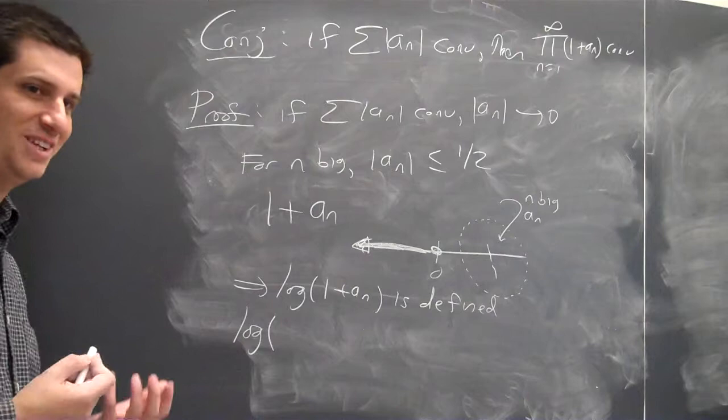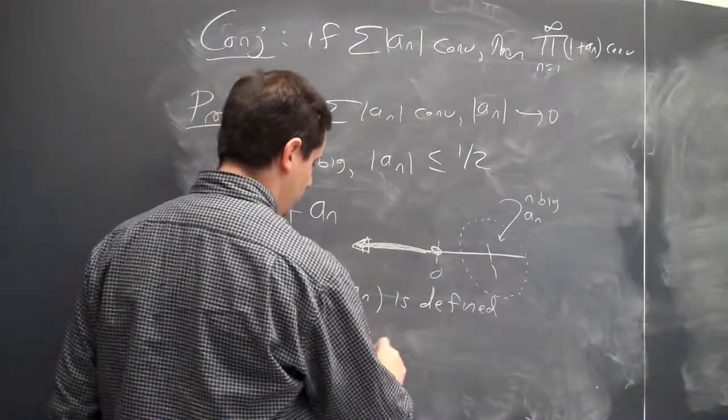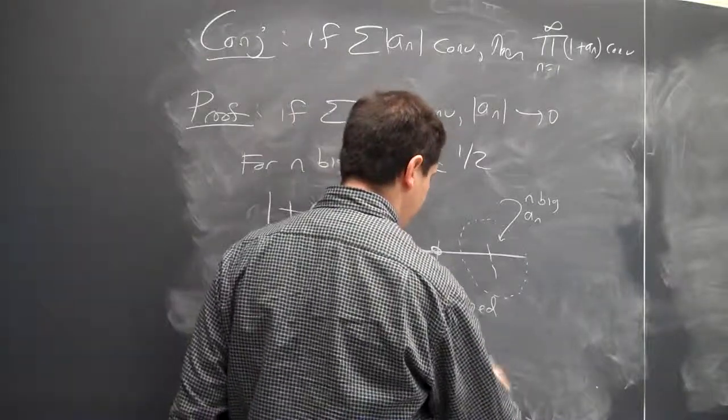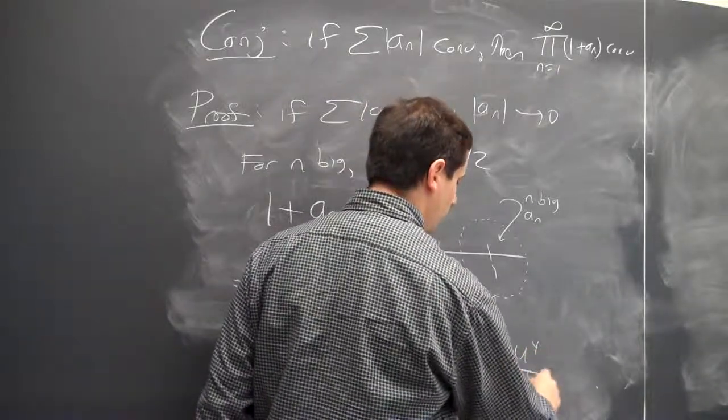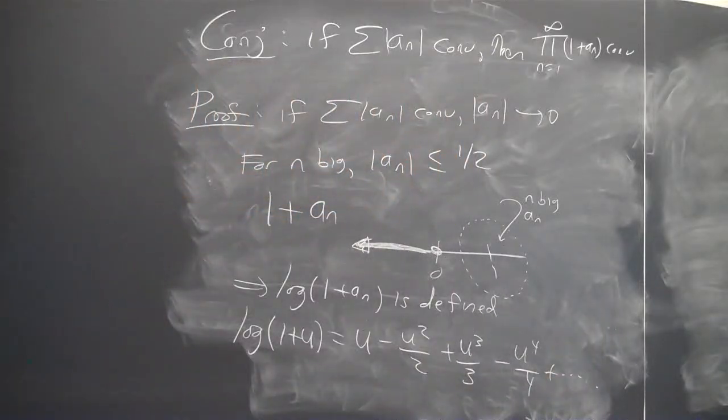about Taylor series at the start of class today, the log of 1 plus u is u minus u squared over 2 plus u cubed over 3 minus u to the 4th over 4. The pattern is hopefully clear. Okay? So we have a formula for the logarithm.